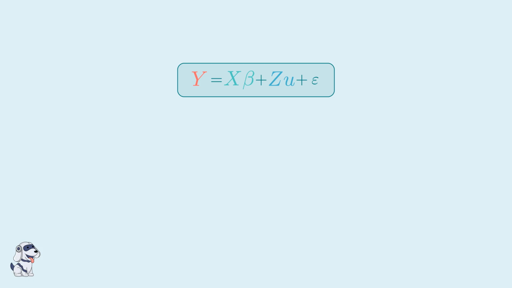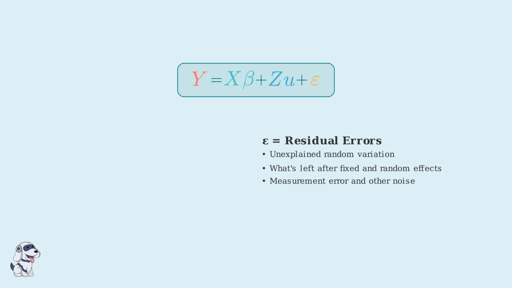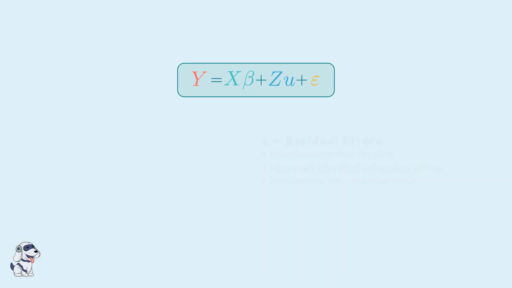Z is the design matrix for random effects, while u contains the random coefficients that vary across subjects or groups, allowing for individual level variation. Epsilon represents the residual errors, the unexplained variation that remains after accounting for both fixed and random effects. These are the random fluctuations we cannot predict.